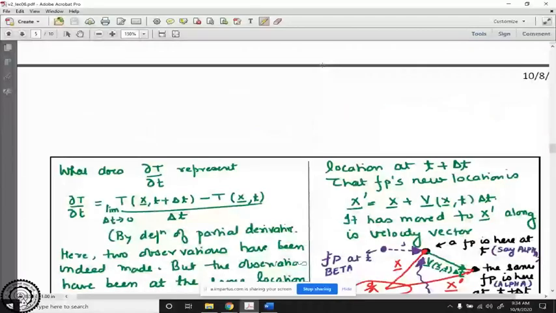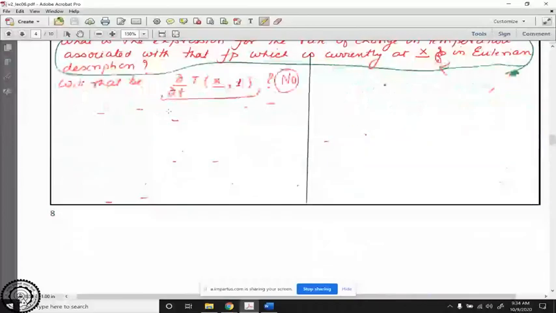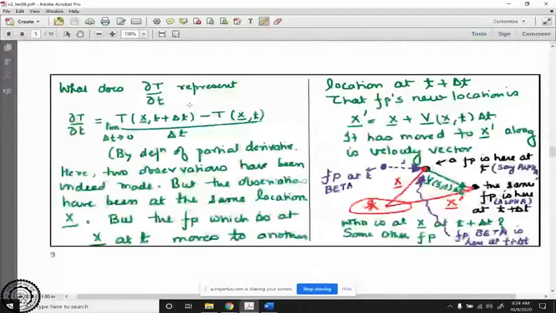So in the Eulerian description, the answer is wrong, as I said, this partial with time. And I want to tell you what the partial with time actually means. My hope is when I tell you what it actually means in Eulerian, then we will be able to go to the right answer. So understanding why my answer is wrong will help me find the right answer in the Eulerian description.